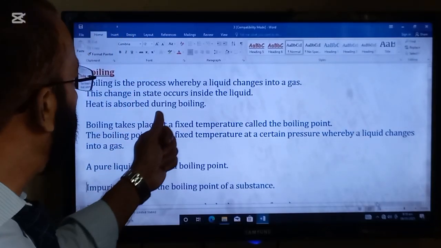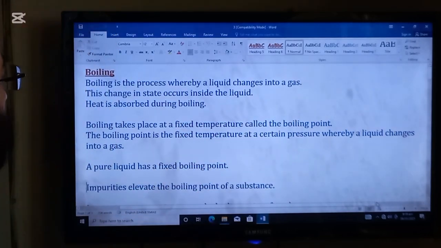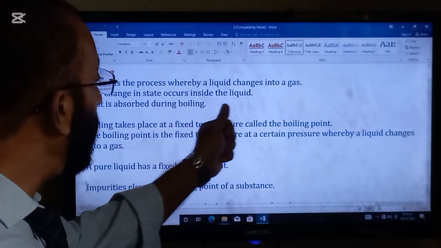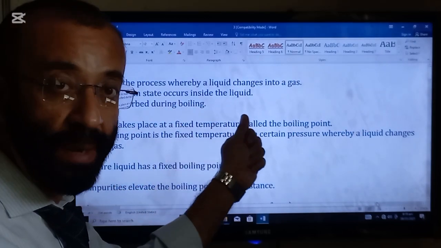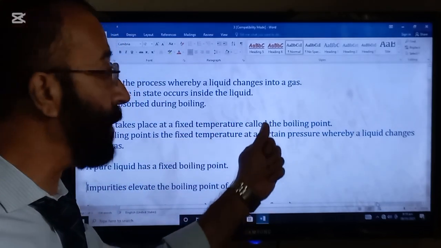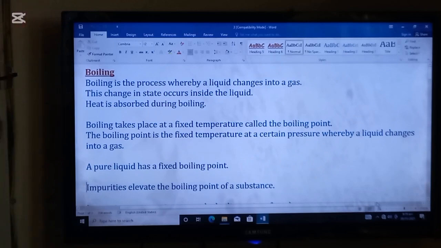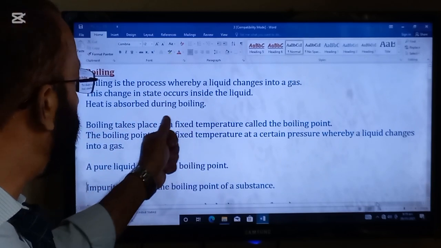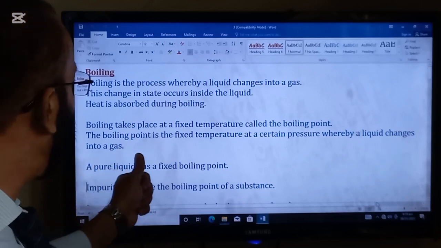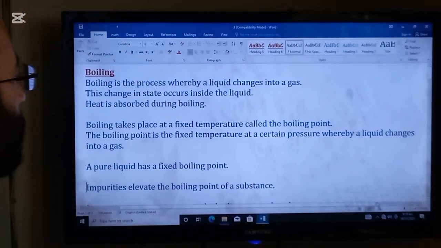Boiling is the process whereby a liquid changes into a gas. This change in state occurs inside the liquid. So this is a very important point. This change in state occurs inside the liquid, not at the surface. Heat is absorbed during boiling. Boiling takes place at a fixed temperature called the boiling point.